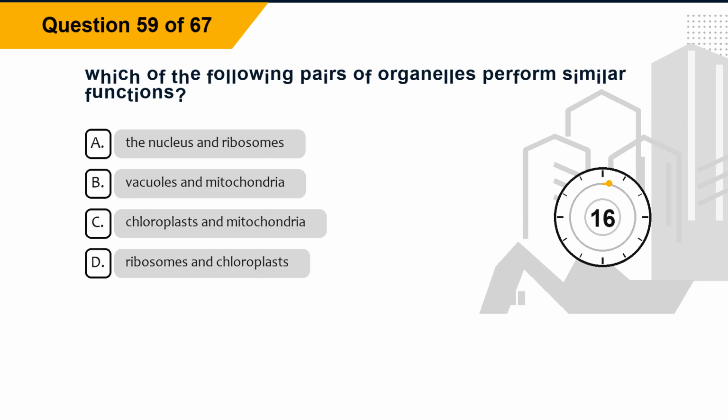Question 59. Which of the following pairs of organelles perform similar functions? Option A, the nucleus and ribosomes.